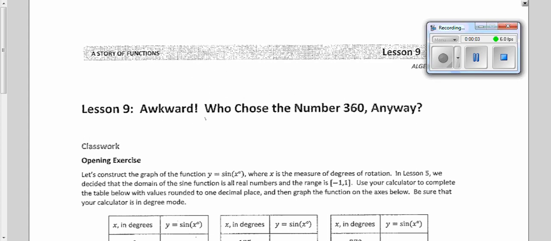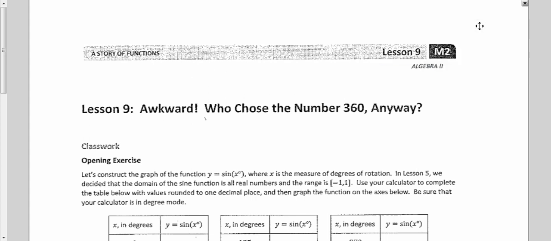Now, the first thing I want to ask y'all is, how many degrees are in a circle? 360, right? Why 360? Why that number? Why did we choose 360? Does anybody know why we picked such a jacked up number for the number of degrees in the circle?